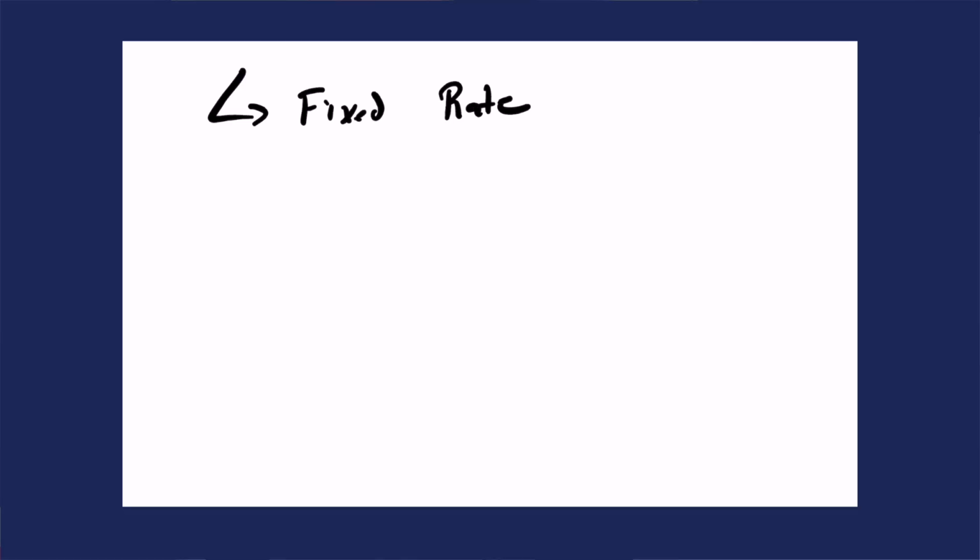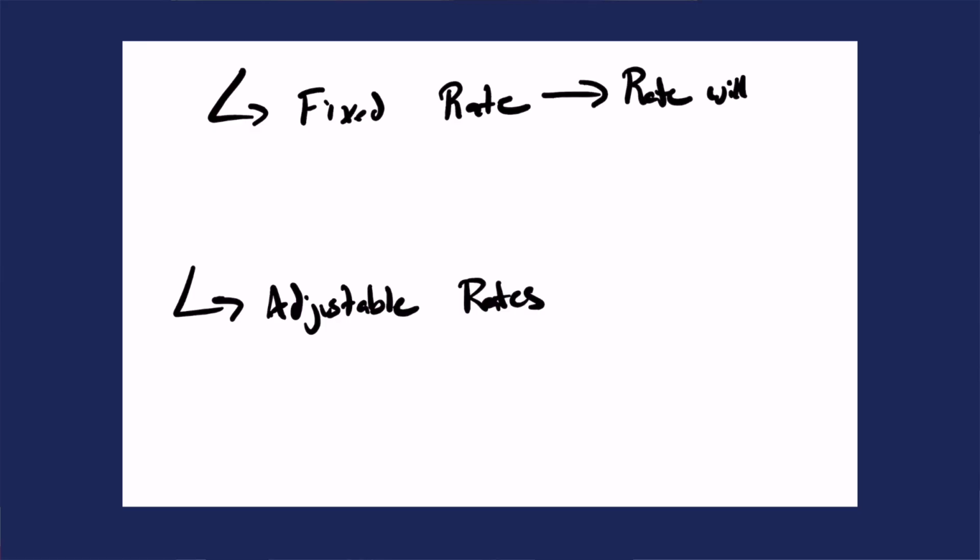There are two types of rates on a reverse mortgage. You have a fixed rate, and you have an adjustable rate. With a fixed rate, it's just like with a traditional 30-year fixed rate mortgage. The rate will never change. You might see that as a pro, you might see that as a con.